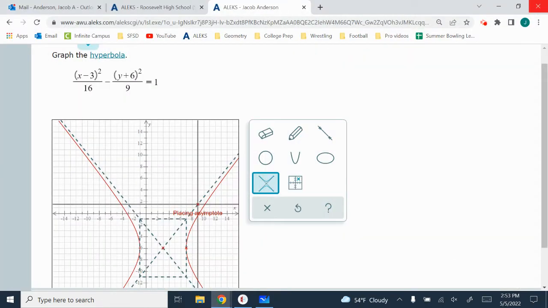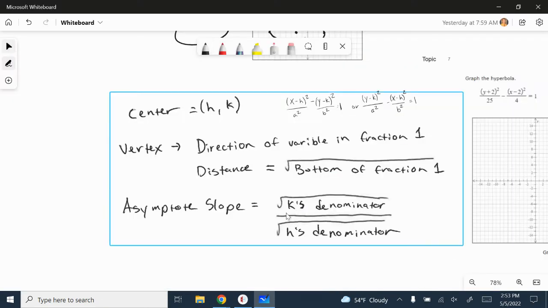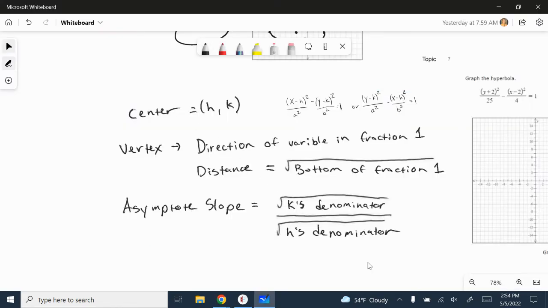Okay, let me get out of here. Well, I'm going to figure out what it should be. And this is where things get kind of tricky. We always want to find where k is, its denominator. We're going to take the square root of that. So remember, h is always with x, k is always with y. So in this case, my 6 is k. The denominator is 9. So the square root of that would be 3.